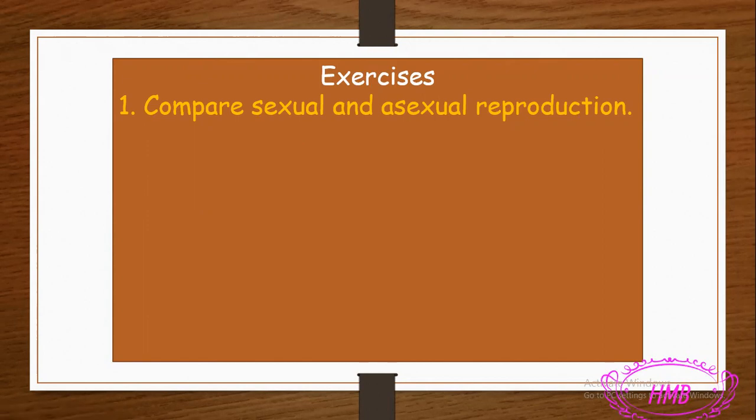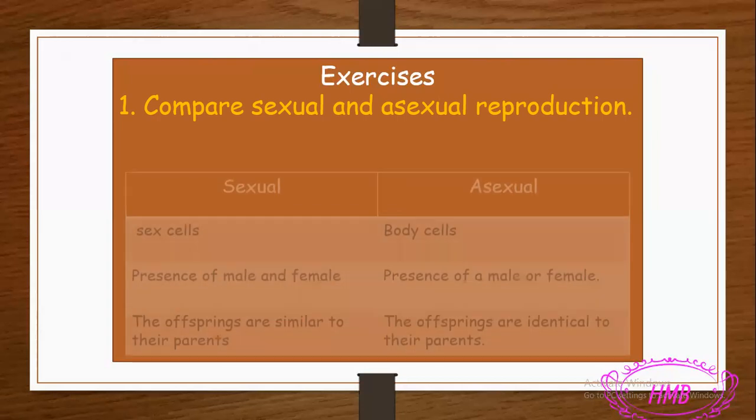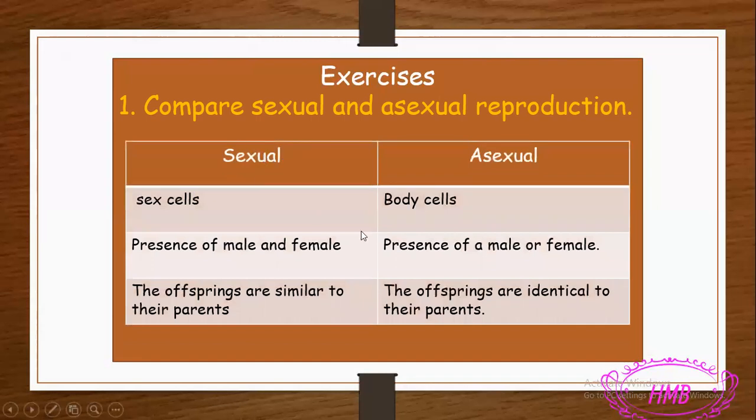his mommy and others from his daddy. He will inherit traits from his mother and his father. Okay, so he will be similar. While in asexual, we have only one parent, so the baby will be a copy from its parent. It will be identical. So we have three differences between sexual and asexual.